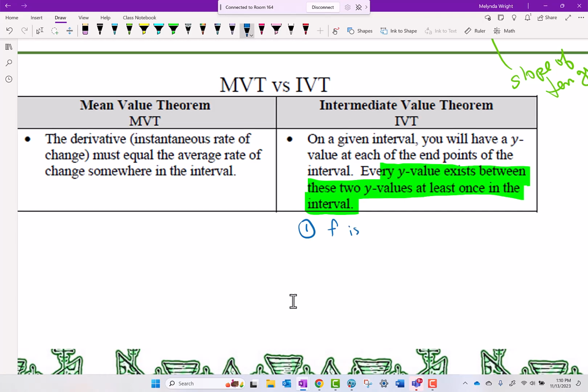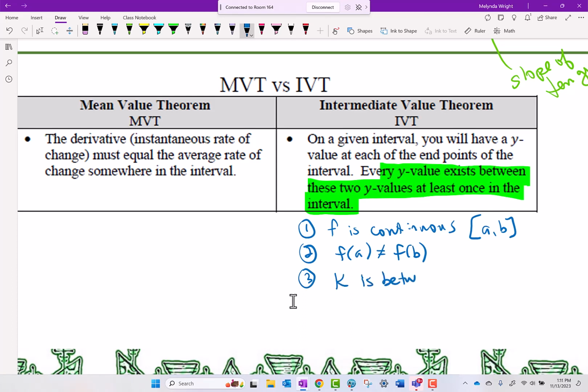F is continuous. It's continuous from A to B, okay? And number 2, it's continuous. What else had to be true? Very nice. F of A cannot equal F of B. So the y values of the endpoints cannot be the same. Do we remember there's 3 criteria for this one? Very good. K is between, now K is a y value, so it's between F of A and F of B.